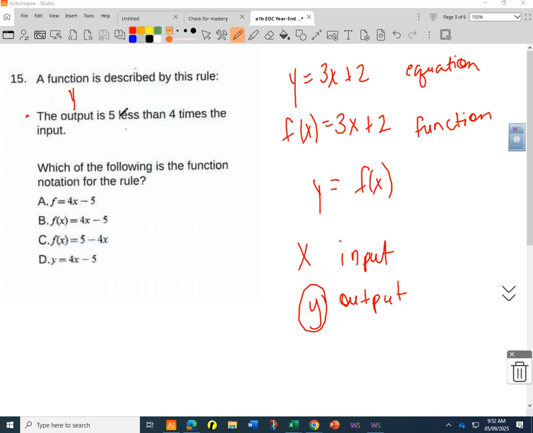Is does translate as equals: 5 less than 4 times the output. How would we translate 5 less than 4 times the output? What do you think? Can you see any idea? Nope. Brandon, any idea?